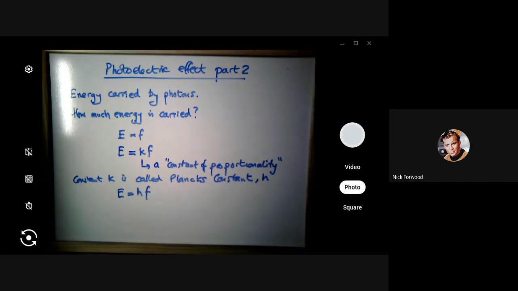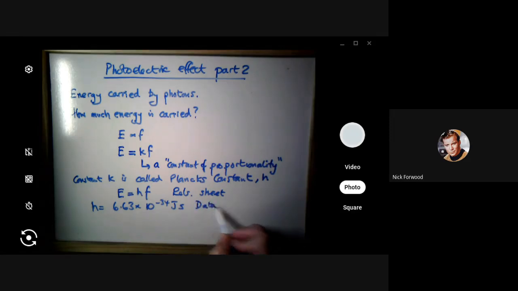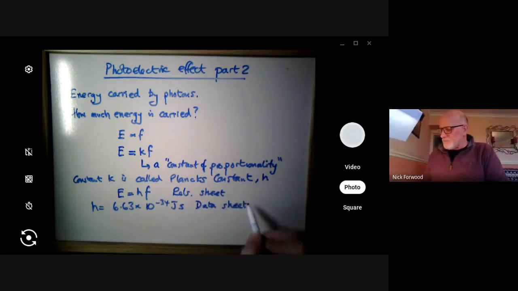Now, Planck's constant is a number that is on the data sheet. E equals hf is a formula that's on the relationship sheet. And h is 6.63 times 10 to the negative 34 joule seconds. And that's on the data sheet. You don't need to remember the number. I suppose you don't really need to remember the formula, you can look it up, but you ought to know it, and we know how to use the formula. And that's where we'll be going. We're going to look at some calculations here.